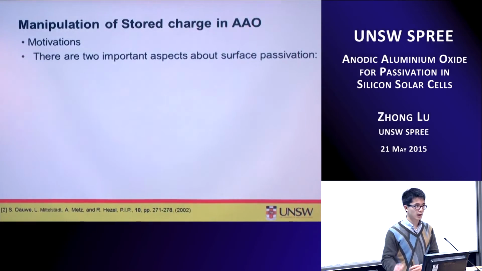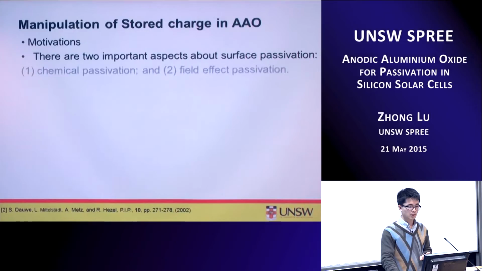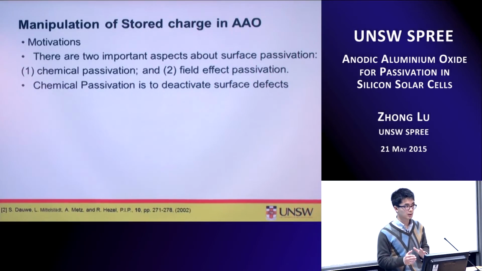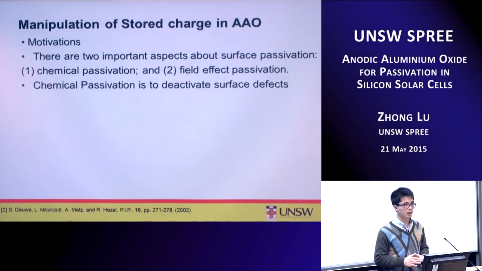So first of all, I would like to talk about why it is valuable to be able to change the stored charge in a dielectric. When you are looking at surface passivation, there are two important aspects. One is the chemical passivation, the other one is the field effect passivation. The chemical passivation is mainly to deactivate the surface defects or the recombination centers at the surface. And people have been using silicon dioxide, silicon nitride, aluminium oxide, all sorts of dielectrics to do that.